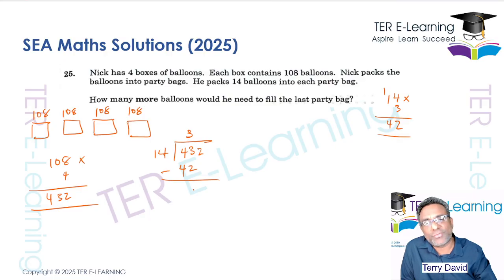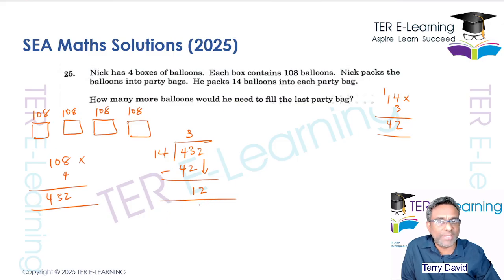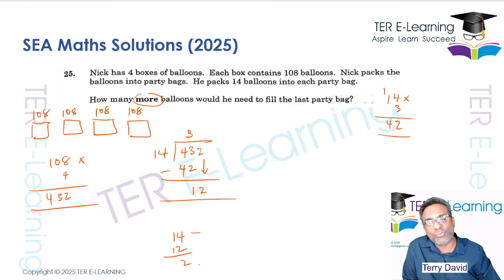So 43 minus 42, you're going to get 1. We need to bring down this 2 here. So we have 12, right? 14 cannot go into 12. So therefore, I have 12. This remainder tells me that I have 12 balloons and I'm missing 2. Question says, how many more balloons do I need, right? So you're going to take the 14 and subtract 12 and you're going to get 2, right? So this is the balloons you need in order to fill. So this is the more that they're talking about.